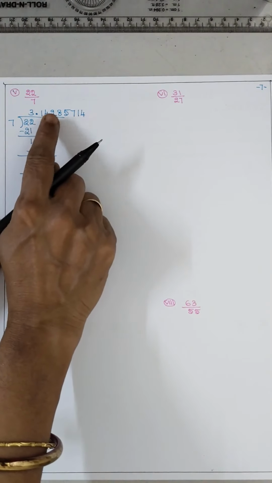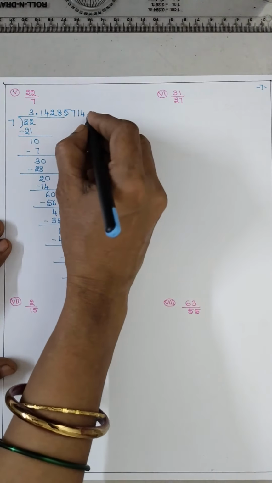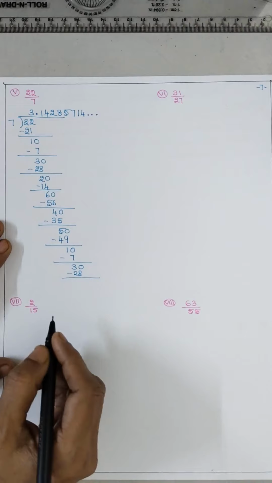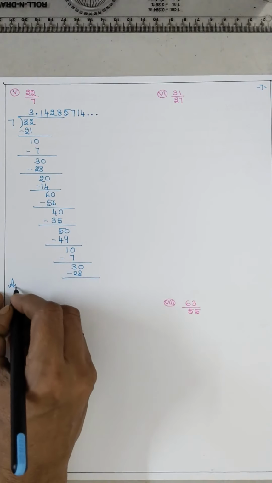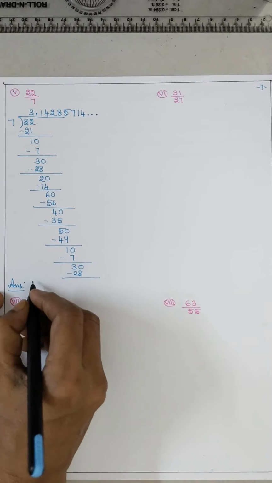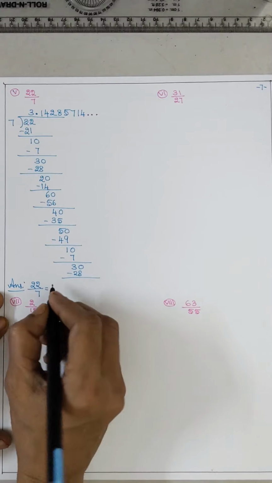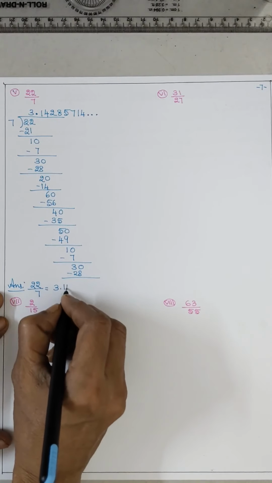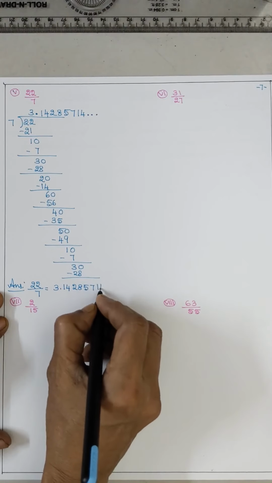Here 1 4 2 8 5 7. Again 1 4 it started. Isn't it? So that means it is repeating. Answer, it is 22 by 7 is equal to 3.14285714.